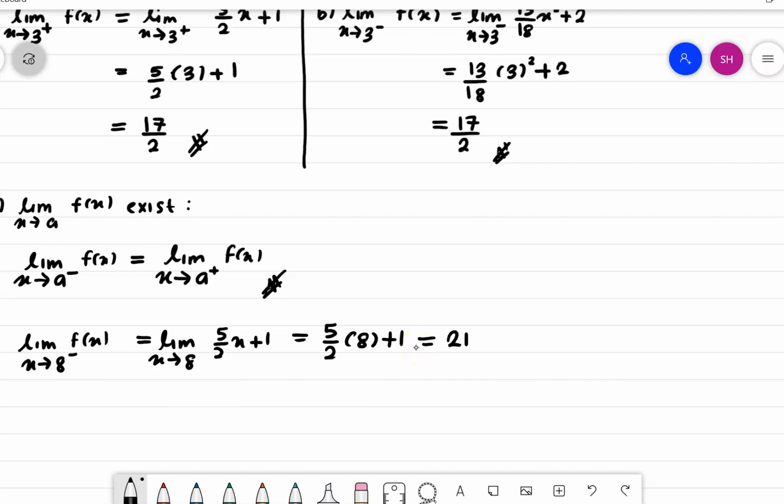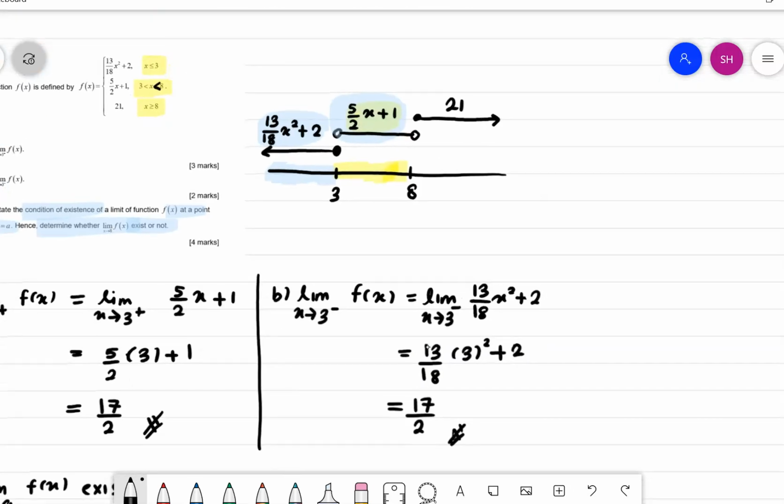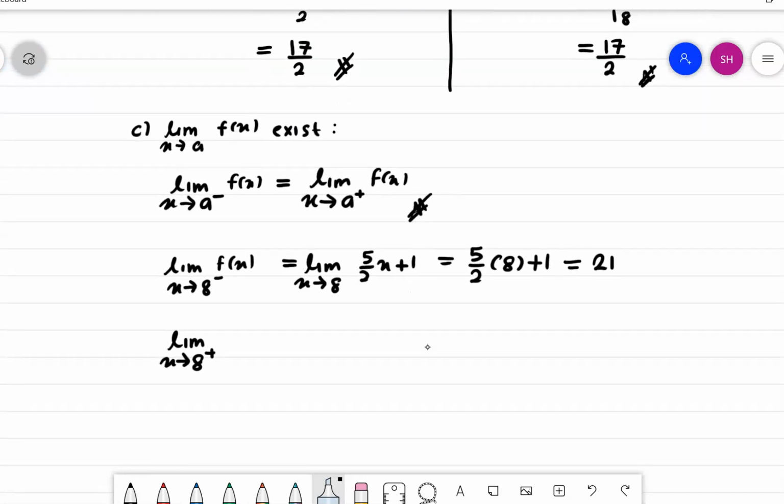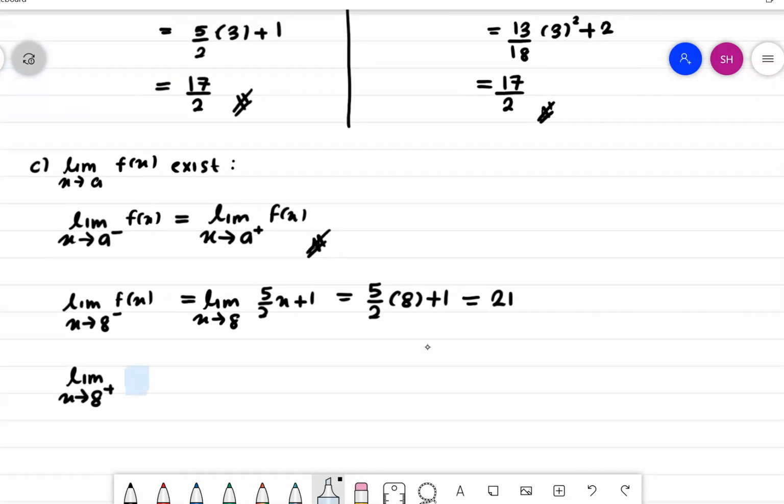Alright, and then check limit x approach 8 from right. From right, what is the function? From right is here, 21. So limit of 21 as x approach 8 from right. So limit of a constant is always equal to the constant, which is 21 as well.